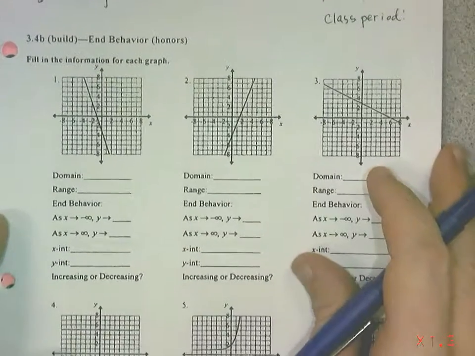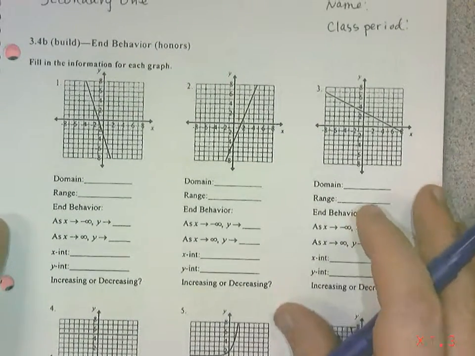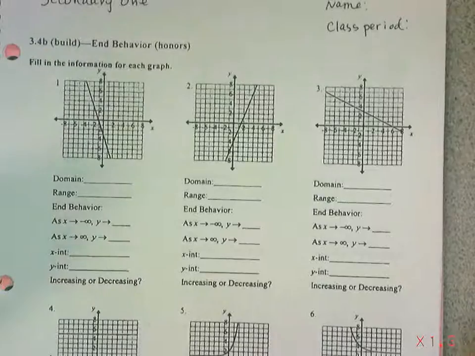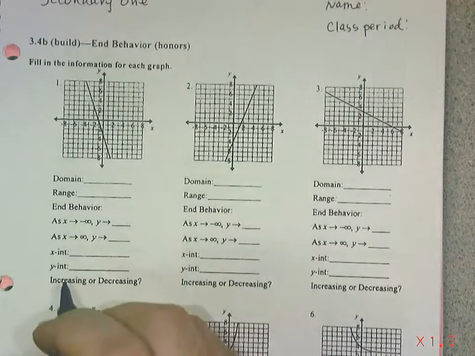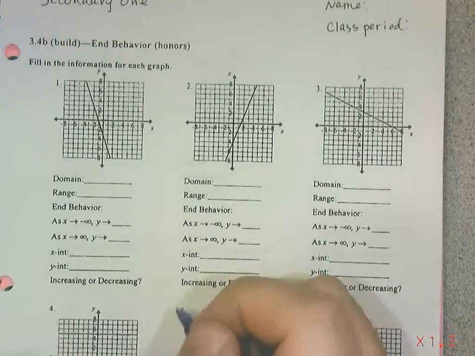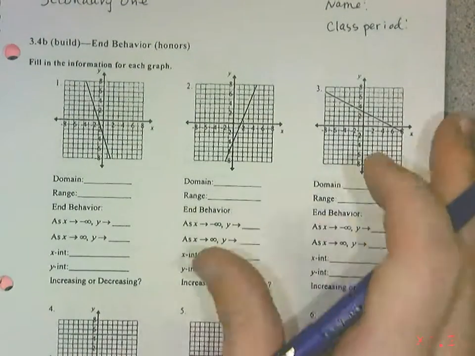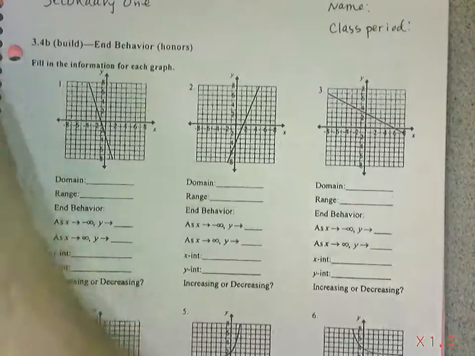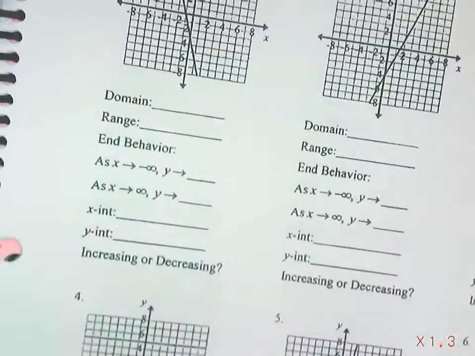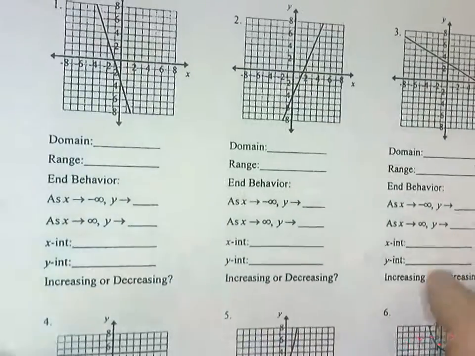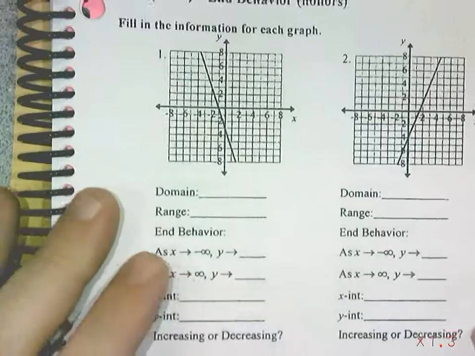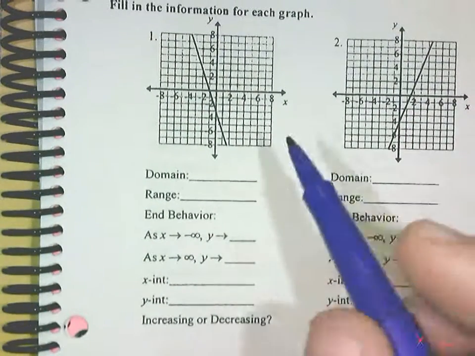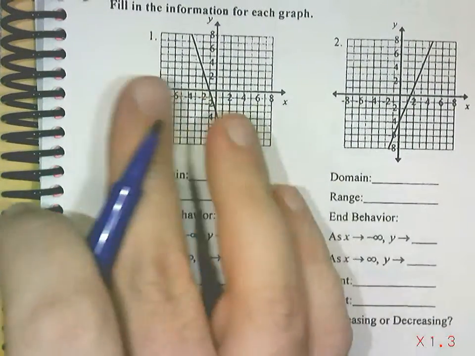So first of all, you'll notice on these problems, they ask for several different things. They ask for the domain, range, end behavior, x and y intercept, and whether or not it's increasing or decreasing. Okay, so let's zoom in here a little bit so we can see things better. So looking at this first equation, let's figure out the domain and range.